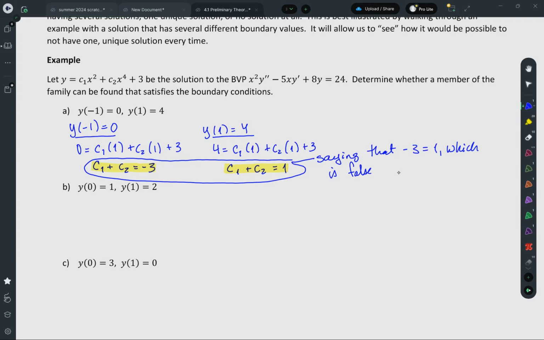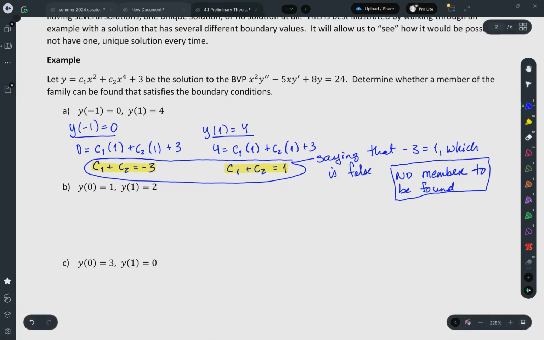Okay, so there is no member to be found. And that's what it looks like. That's one of the ways it can look anyway. Two expressions that seemingly are the same, except they would give you a contradiction if you were to actually compare them. All right, let's look at the next one.